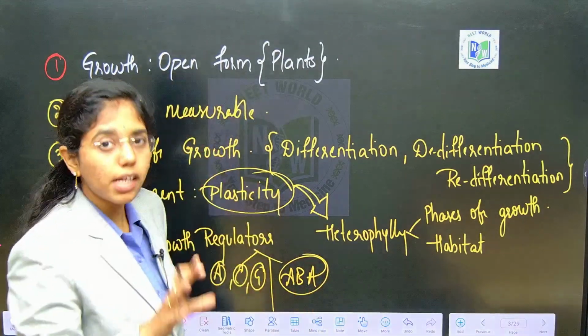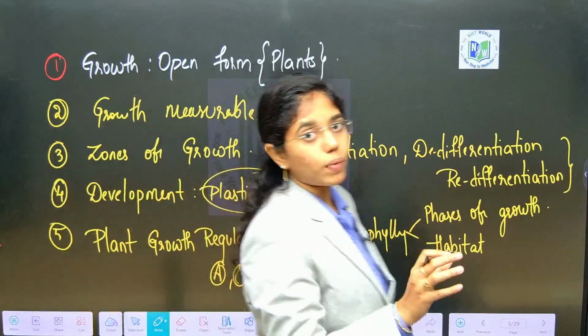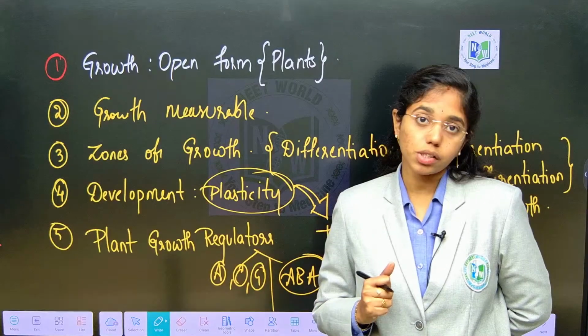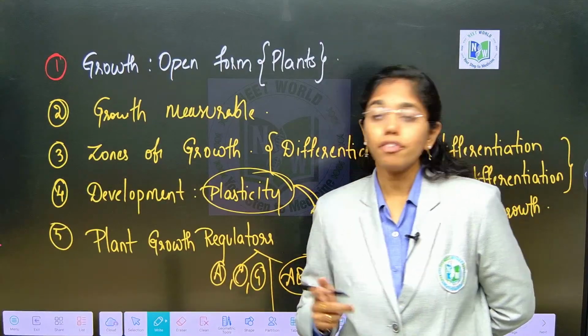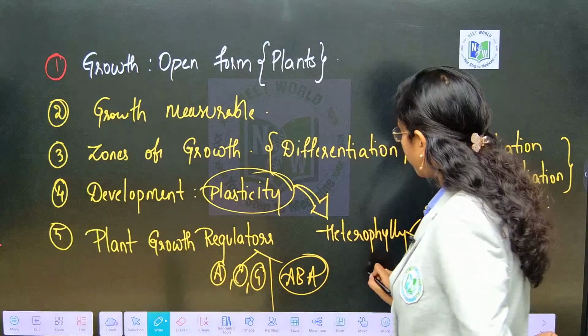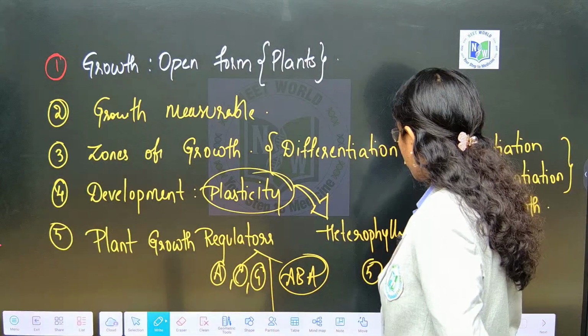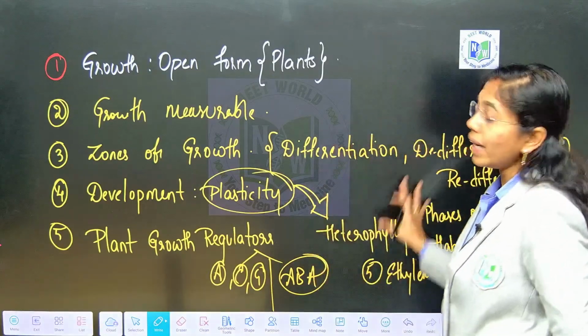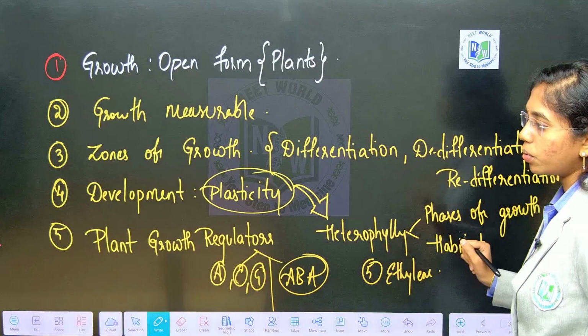have wide range of activities on the plant. That is why ethylene is the only phytohormone which is widely used for agriculture purposes. So, ethylene will have both promoting effect and inhibitory effect, and the fifth phytohormone we are going to learn is ethylene. So, these are the concepts that we are going to uncover from this chapter, plant growth and development.